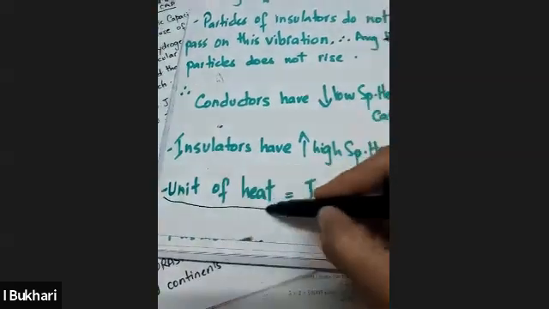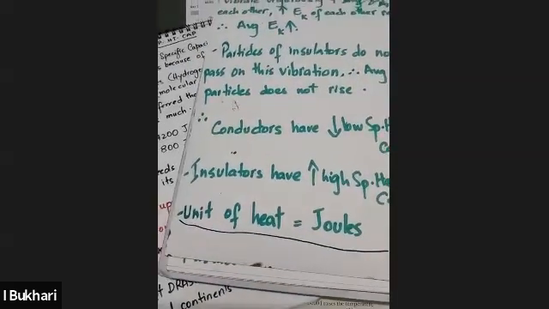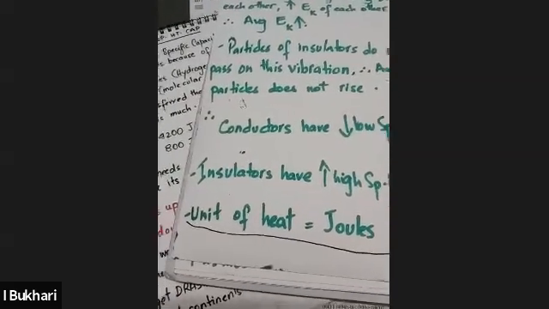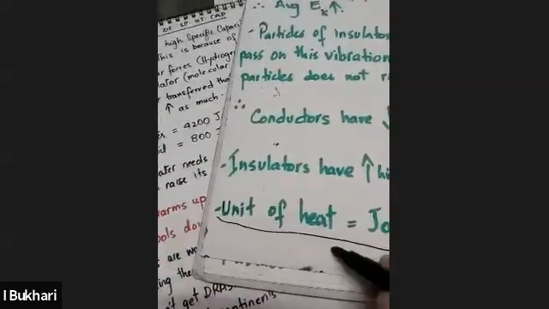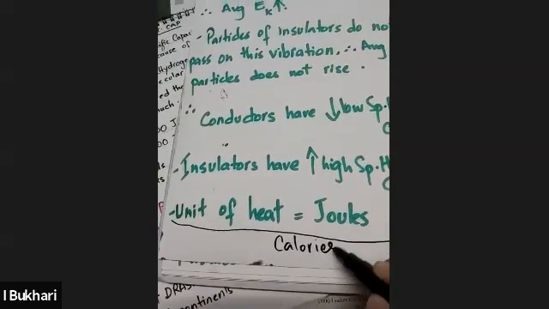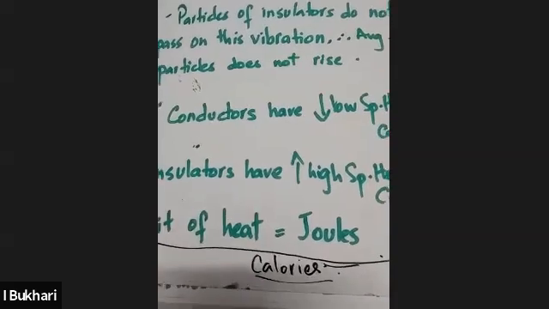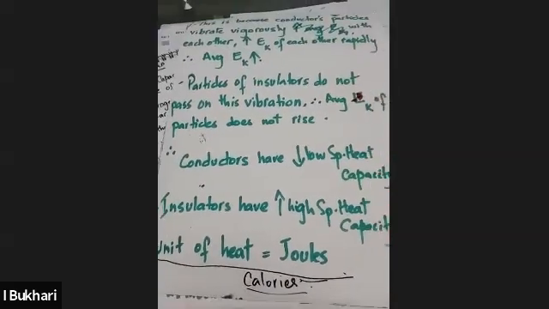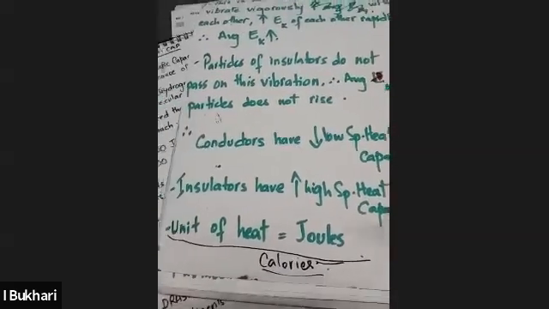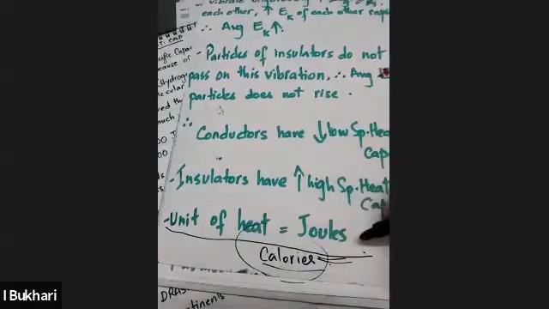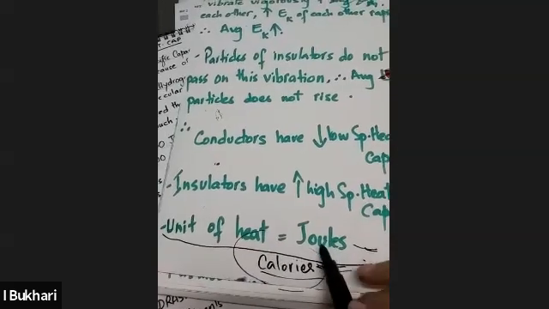Now the unit of heat that we will use in this chapter in IGCSE is joules. By the way, there are other units for heat as well, like calories. Calories is used in the US. So if any one of you is interested in sitting for SATs, then in those calculations you will be using this. But in IGCSE, this is the unit, joules.